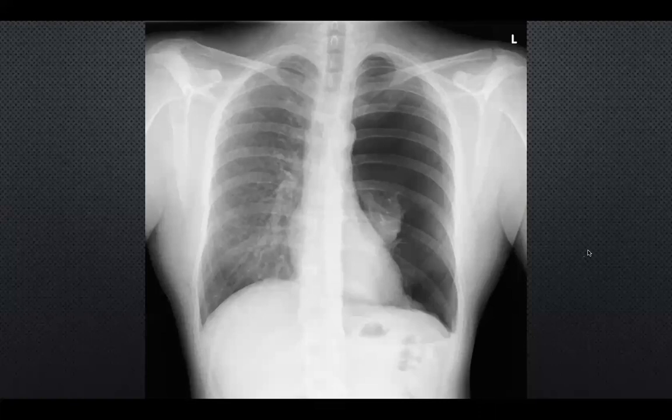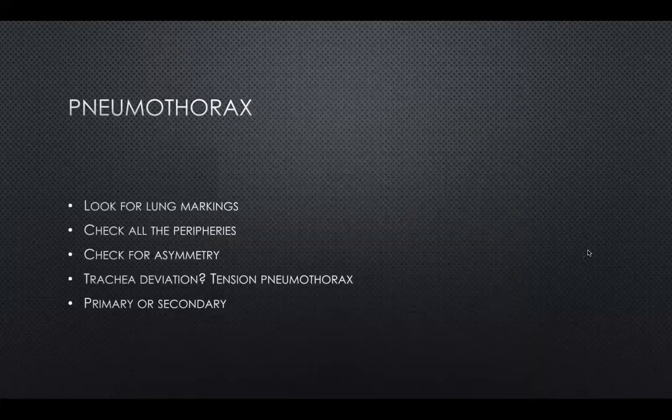Okay, that's great. So yeah, just summarizing what I said, you just look for lung markings. If it's completely black, it's going to be a pneumothorax. Check all the peripheries. Sometimes they're very subtle. Sometimes you can get apical pneumothoraces and it's very difficult to see. So that's where you go back to your hidden zones and look at all the peripheries. Check for any asymmetry, and then, like I said, look for the tensions because they're a medical emergency.